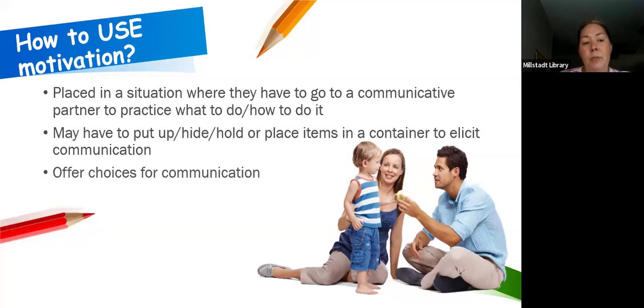Then another way to use motivation is offer choices. So if there's something that they really like, or you want to gauge what they're interested in, maybe you offer a choice between two food items. Do you want pretzels or cookies? Then they have the ability to either say cookies, point to cookies, reach for cookies, use eye contact to look at the cookies. All of those things we would be able to gauge how they're communicating and what is motivating them.